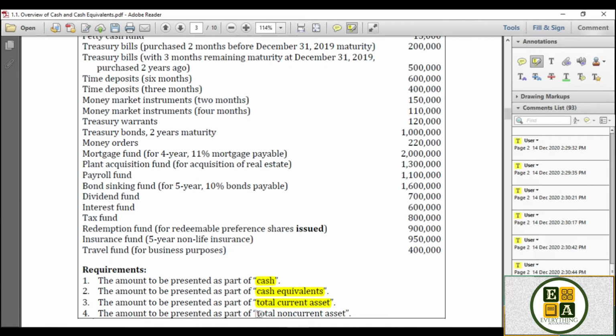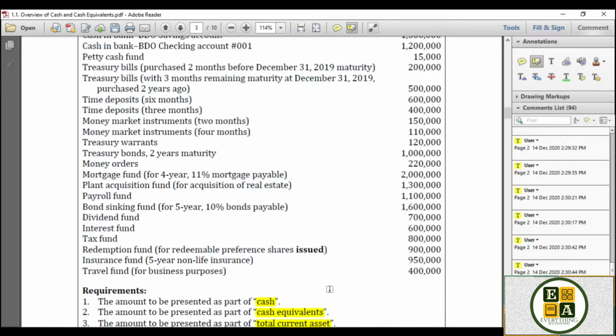Then sa number 4, we have highlight total non-current asset. So basically, hindi na papasok yung cash or cash equivalents na items dito. So other items na hindi pasok sa classification ng current asset, papasok sa non-current asset. Parang basic lang dun sa PAS 1 nyo, yung classification ng elements of financial statements and other items of assets. Okay?